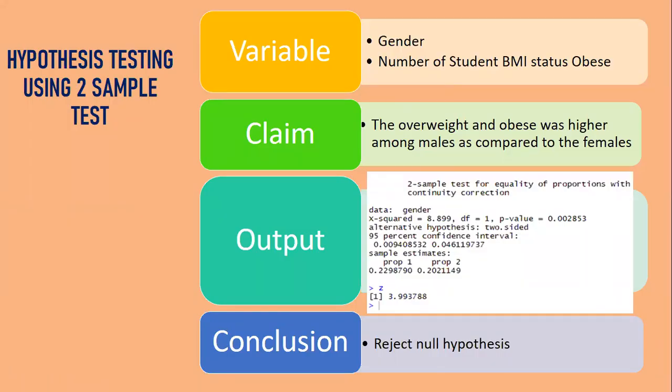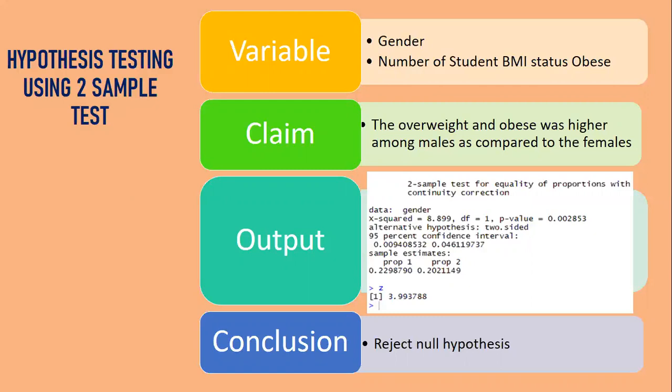First is hypothesis testing using 2 sample tests. The variables selected for this testing are gender and number of students with BMI status overweight and obese. The claim is that the overweight and obese was higher among males as compared to the females. Proportion 1 is male and P2 is female. A simple random sample data are used to figure out the Z-score of this project. The Z value of the 2 proportions is calculated using RStudio. I used a right tail test.